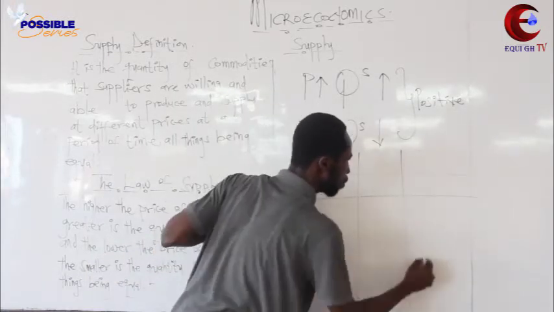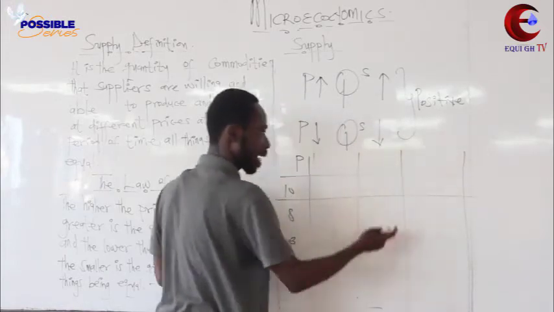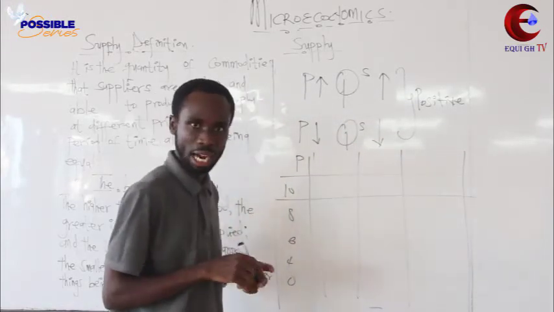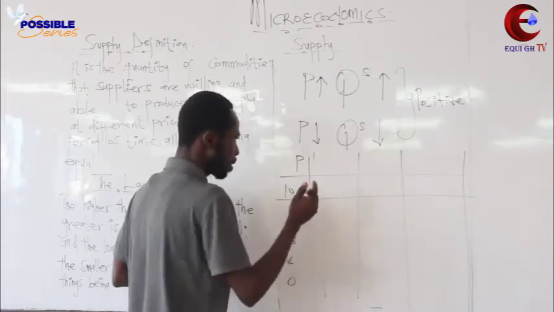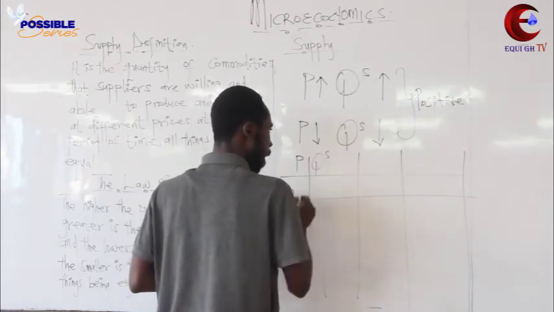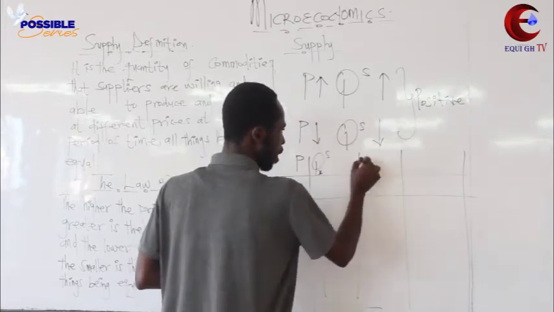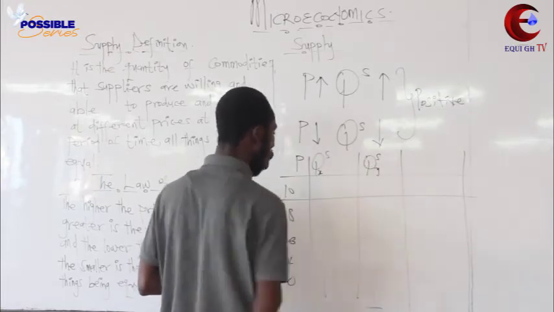Let me assume that we are working under market supply. I hope it makes sense. If you're able to understand the market supply, you can do the individual. So here is quantity supplied of commodity X, and here is quantity supplied of commodity Y.